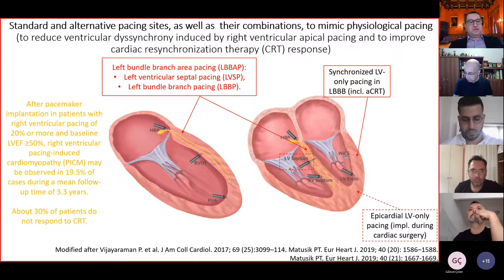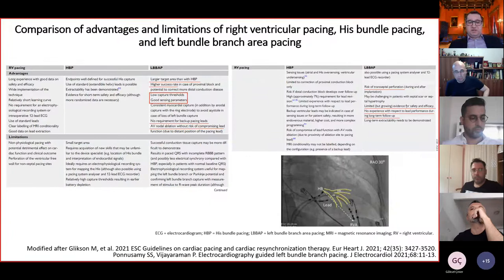Among these is left bundle branch area pacing, which includes left ventricular septal pacing and left bundle branch pacing. Left bundle branch area pacing has a larger target area than His bundle pacing. It has a higher success rate in case of proximal block and the potential to correct more distal conduction disease. During left bundle branch area pacing, we generally have low capture thresholds and good sensing parameters. There is no requirement for backup pacing leads, and AV nodal ablation may be performed without risk of compromising lead function. However, we still have limited but growing evidence for safety and efficacy.